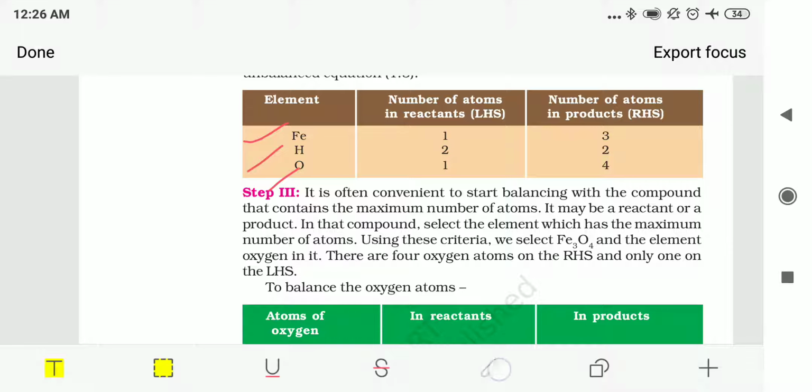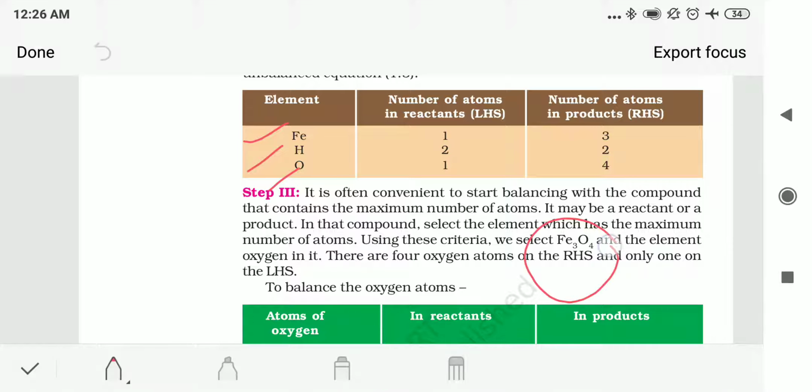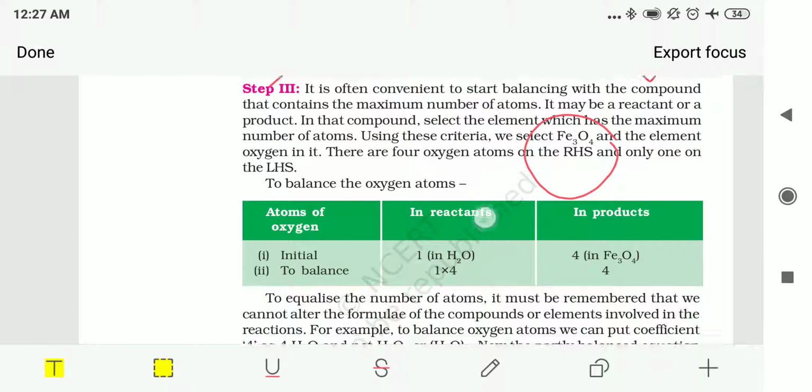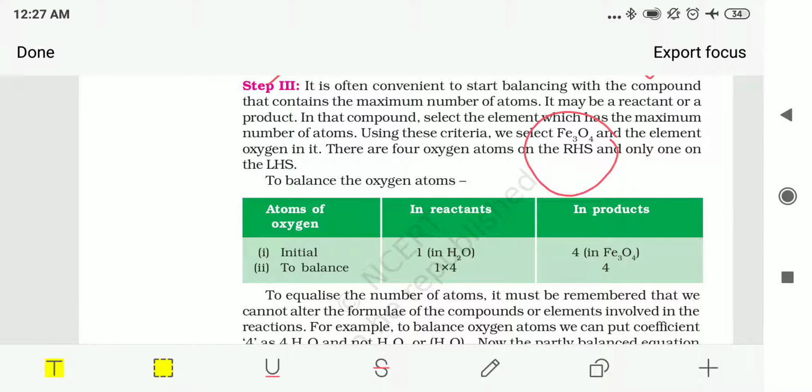For this, we have selected Fe3O4 and the element oxygen in it. There are four oxygen atoms on the right hand side, and only one on the left hand side. So to balance the oxygen atoms, we will put a 4 in front of H2O.